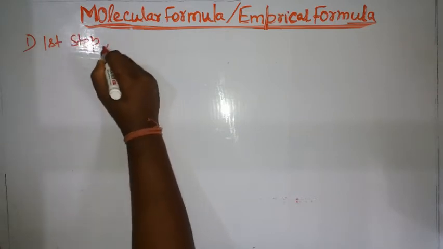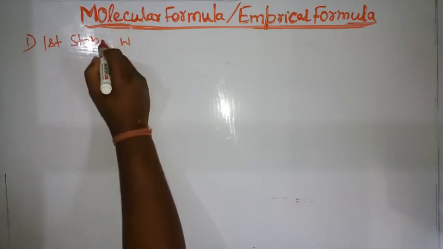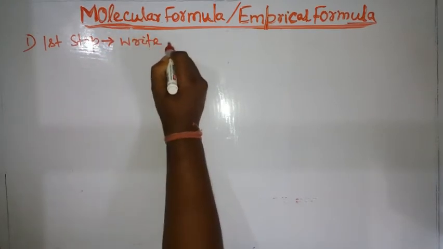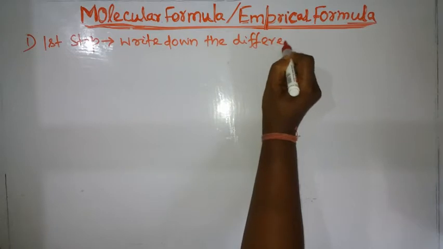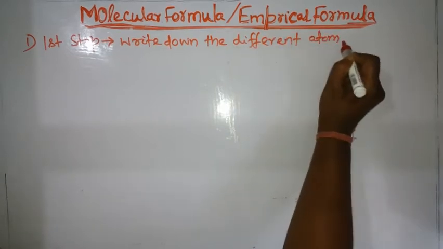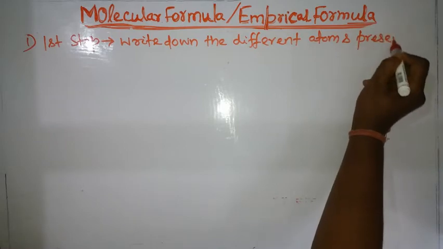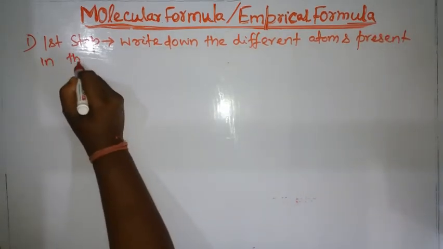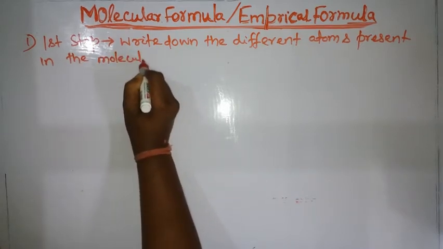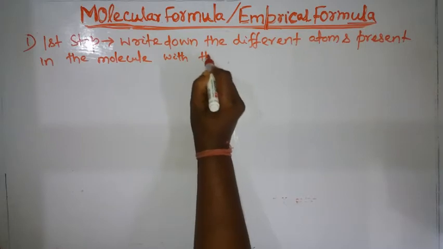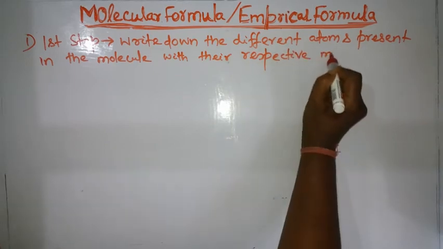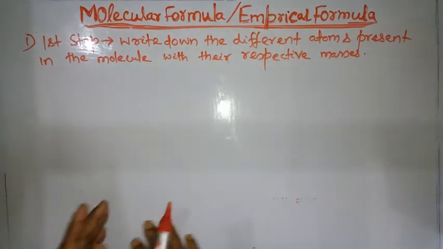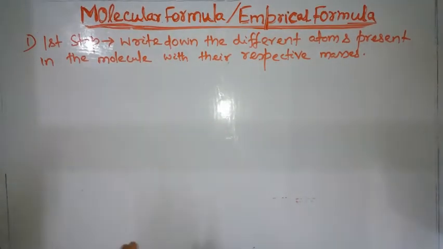First step, write down the different atoms present in the molecule with their respective masses. कितना अमाउंट का डिफरेंट एलिमेंट है। सपोज सी एच ओ है, सी कितना ग्राम का है, एच कितना ग्राम का, ओ कितना ग्राम का। This is the first step.